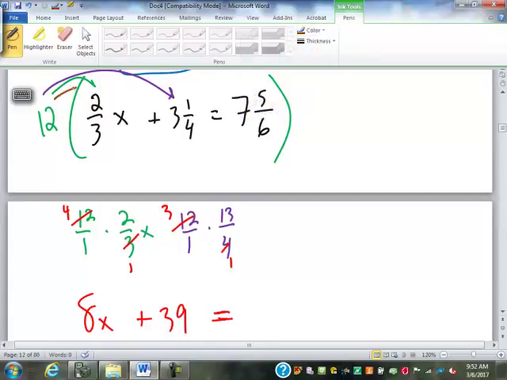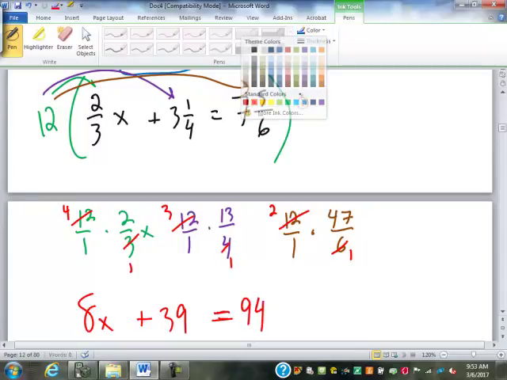And we have 12 times 7 and 5/6. This is 12 over 1 times 7 and 5/6. 7 times 6 is 42, plus 5 is 47 over 6. 6 and 12 cancel out, giving me 1 and 2. So 2 times 47 is 94.